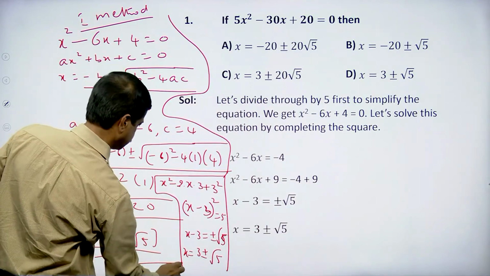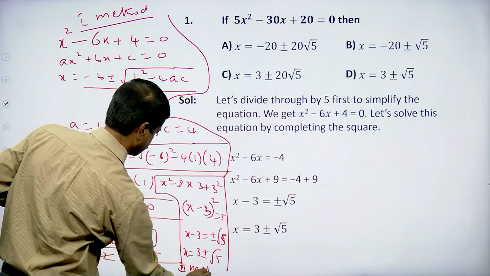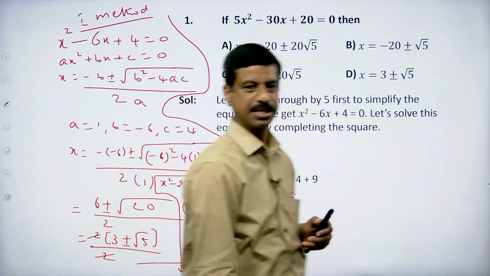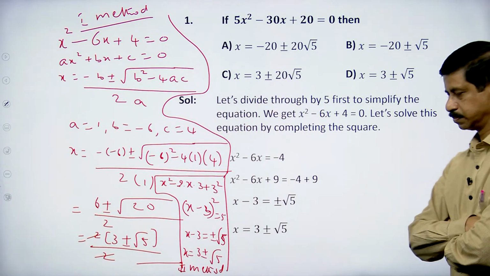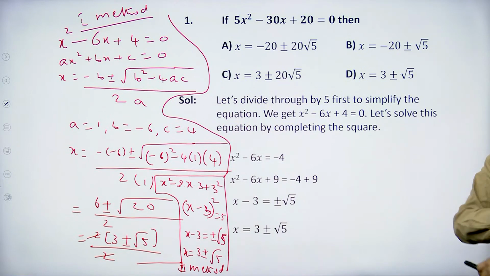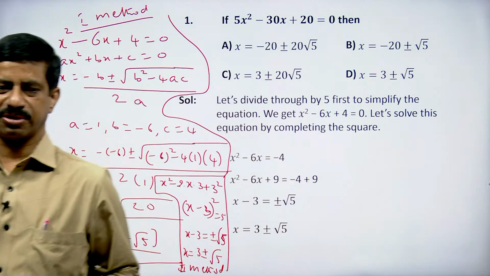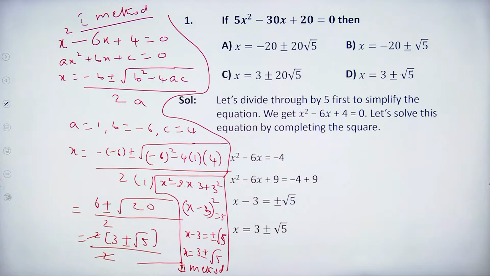Okay, children. Please note both the methods fast, quick. Quick, children, please note it fast. I will give you 10 seconds time to copy that. Quick.